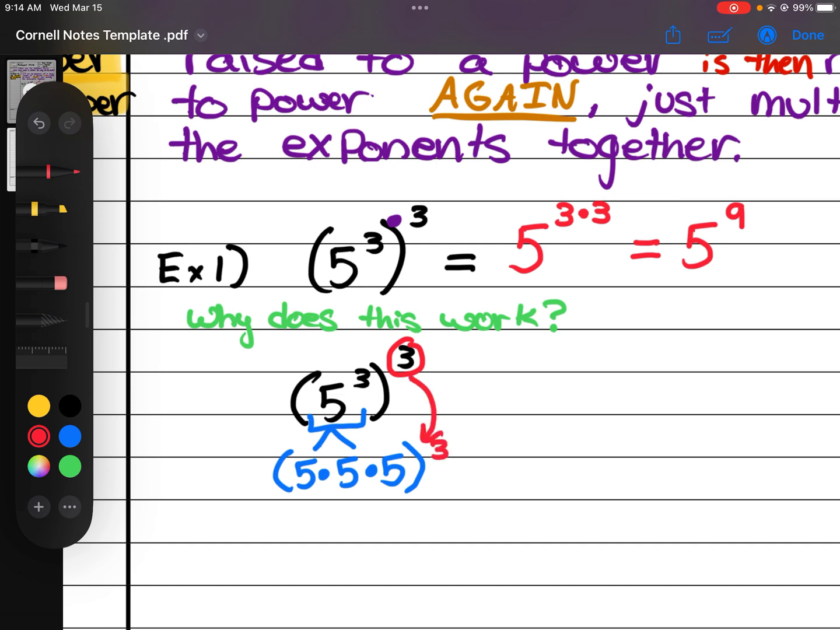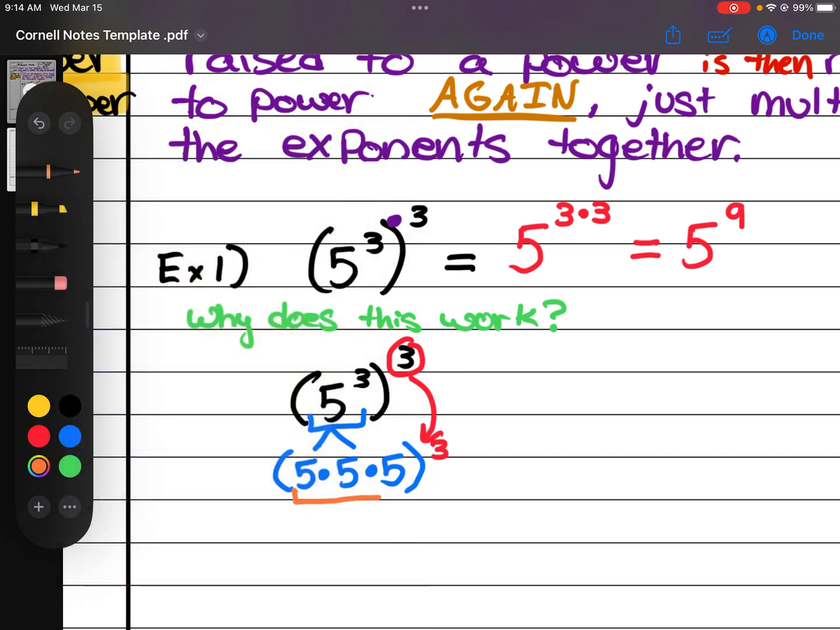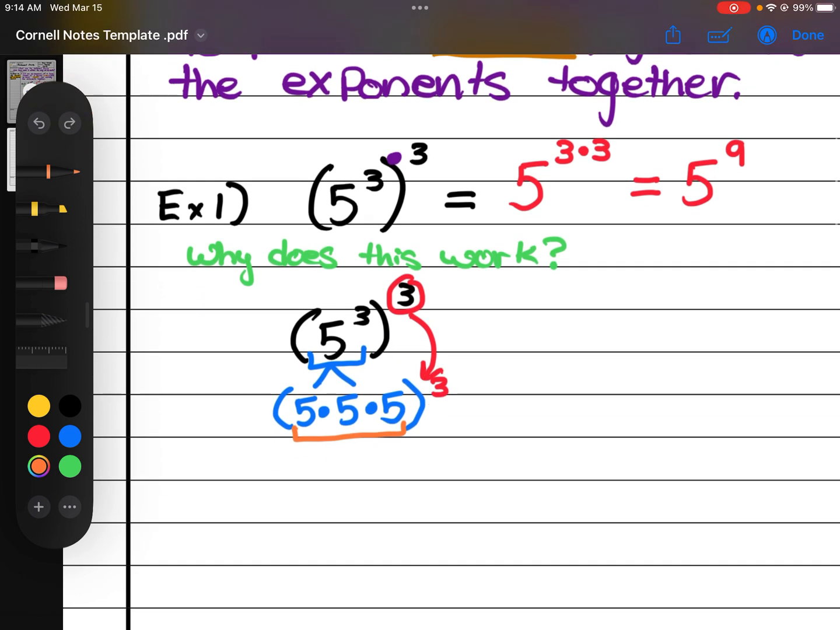So that can then be written, so let's switch to an orange here. So if I'm looking at these parentheses, I have 3 of these guys multiplied by each other. You see that? Because it's raised to the third power. So then I'm going to have 5 times 5 times 5 times itself 3 times. And I want you to go ahead and copy this down because I need you to see why and how this works. So now that we've expanded our exponents, you can simply count how many 5s you have. And how many do we have?